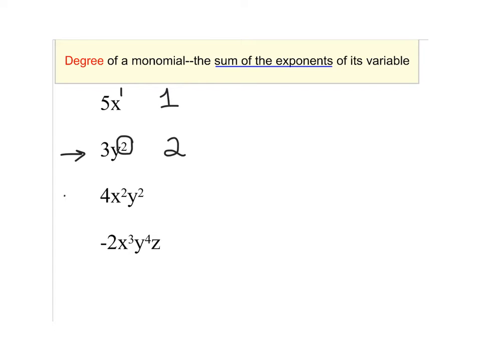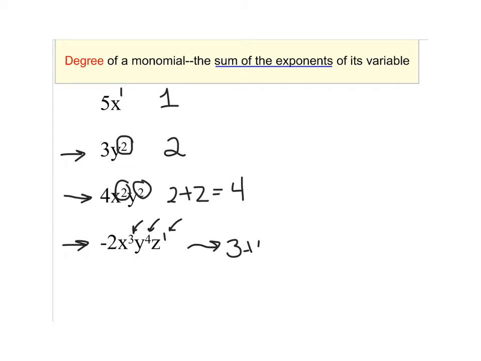What happens is in this problem, where you have 4x squared y squared, you add up the exponents on the x and on the y, so 2 plus 2, this would be degree 4. And here, if I said, hey, figure out the degree, some people might say 7 first off, but in reality it's the 3 plus the 4, and don't forget there's a 1 there. So 3 plus 4 is 7, plus 1 more is 8, and that's a degree 8 for that monomial.